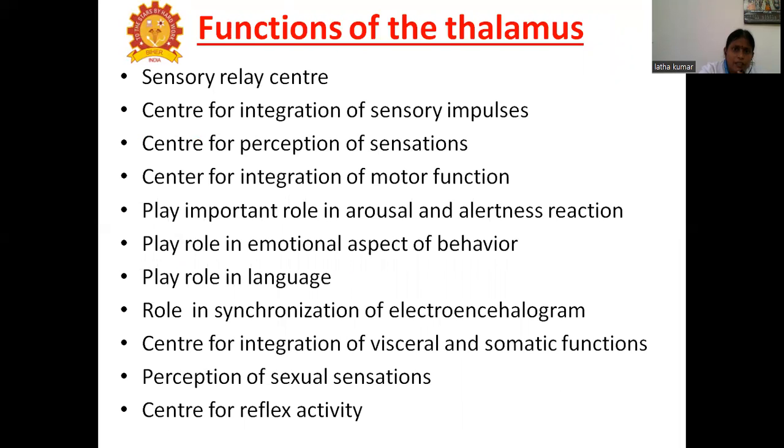So next, the functions of the thalamus. It is a major sensory relay center, a center for integration of sensory impulses, a center for perception of sensations, and a center for integration of motor function. It plays an important role in arousal and alertness reaction, in the emotional aspect of behavior, and in language. It plays a role in synchronization of the electroencephalogram. It acts as a major center for integration of visceral and somatic functions, perception of sexual sensation, and reflex activity.